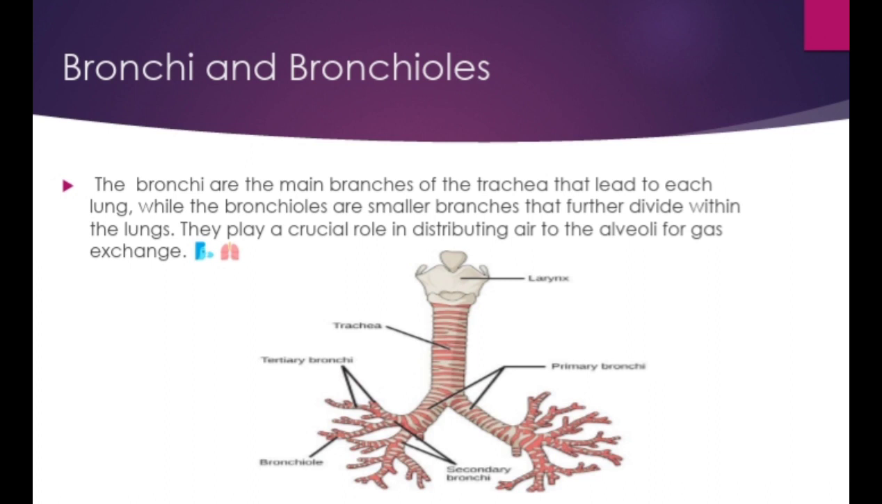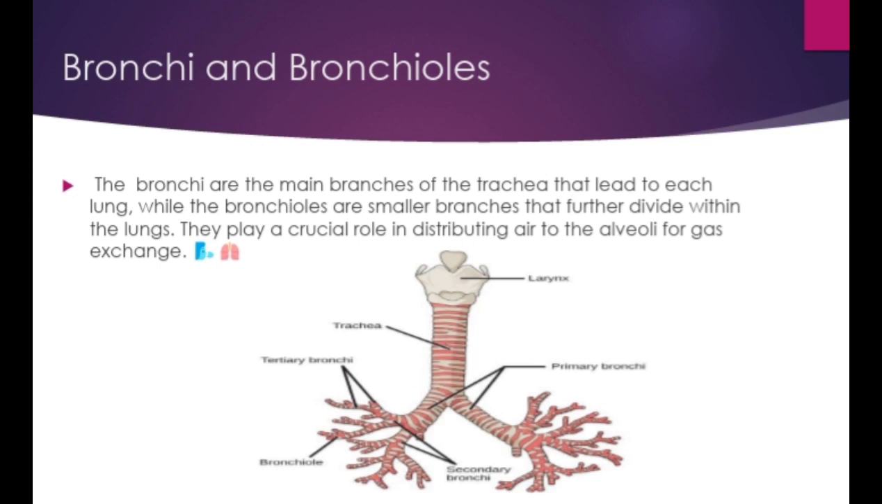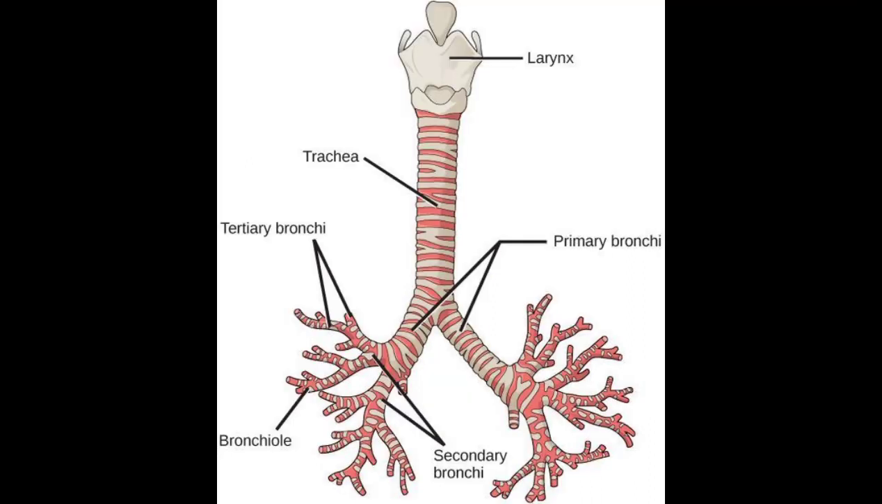Next, bronchi and bronchioles. The bronchi are the two main branches that the trachea divides into, leading to each lung. The bronchioles are smaller branches that further divide from the bronchi. In composition, both the bronchi and bronchioles are composed of smooth muscle, cartilage, and epithelial cells. Structure: the bronchi have cartilage rings similar to the trachea, while the bronchioles have less cartilage and more smooth muscle. The bronchioles continue to divide into smaller and smaller branches.